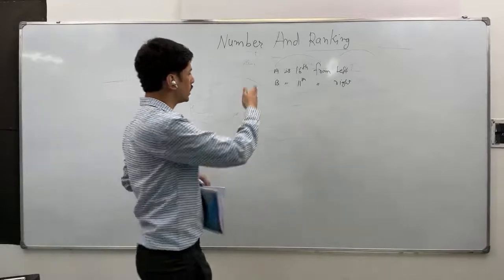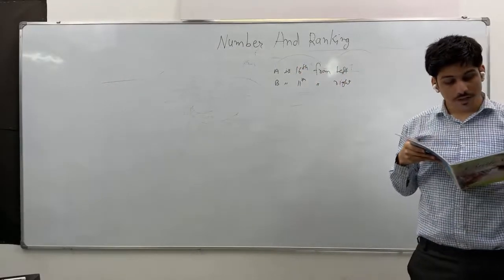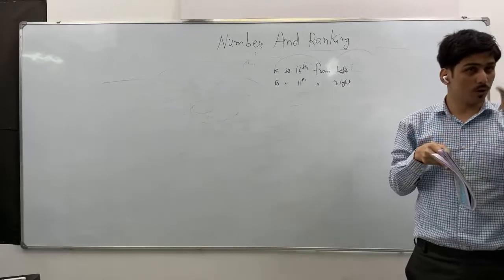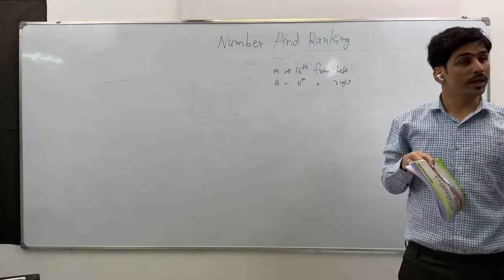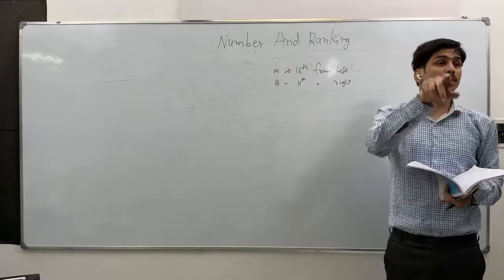It is possible A will come to the left and B will come to the right. Next they are telling that a boy C is sitting exactly between A and B. There is a boy C which is sitting exactly between A and B. But it's not necessary that C is the only student sitting between A and B.